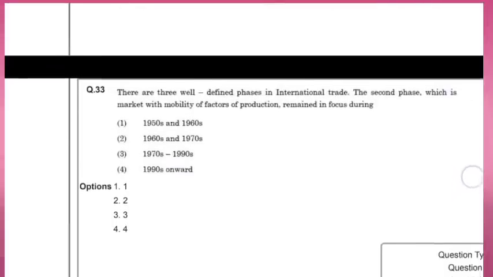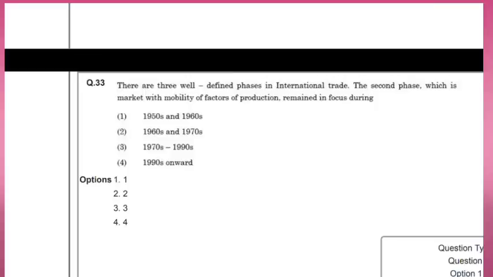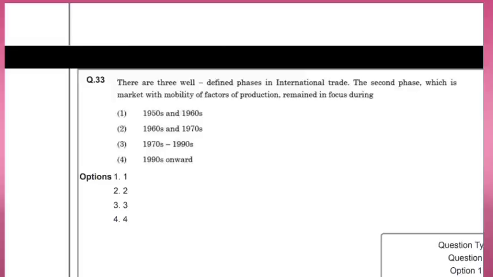And next question: there are three well-defined phases in international trade, and the second phase is the market with mobility of factors of production remaining in focus. Option 3, 1970s to 1990, is the right answer. Option 3 is the correct answer.